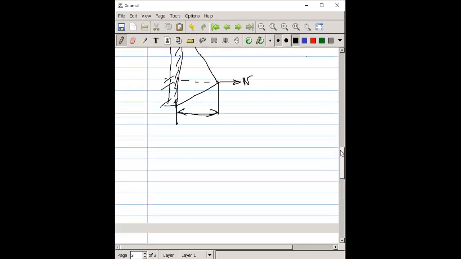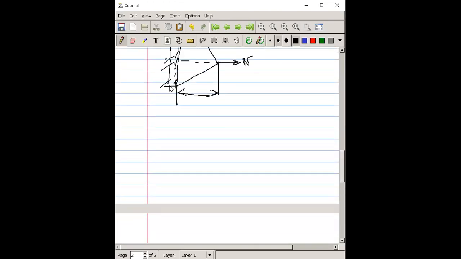Okay, next. Yesterday I showed you some problems on centroid, and some problems on equilibrium. Okay, let's solve some problems on friction also.